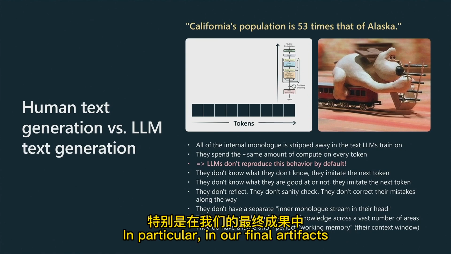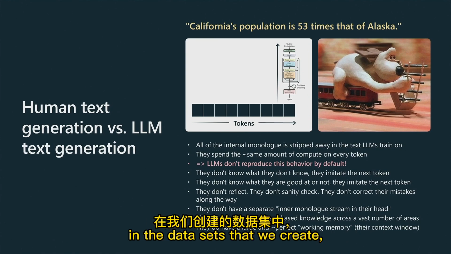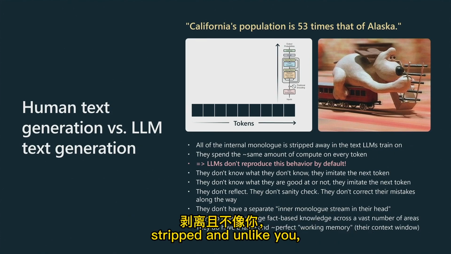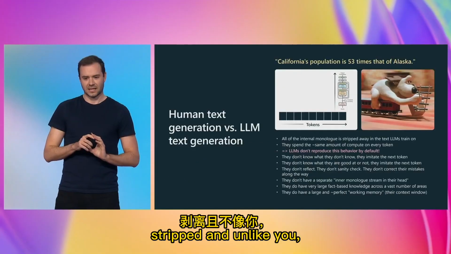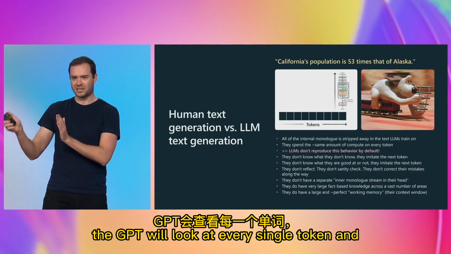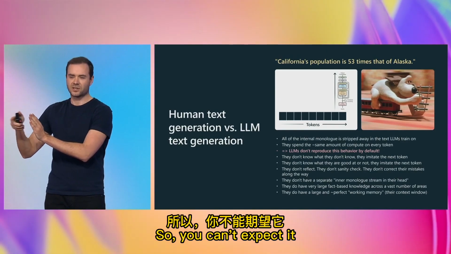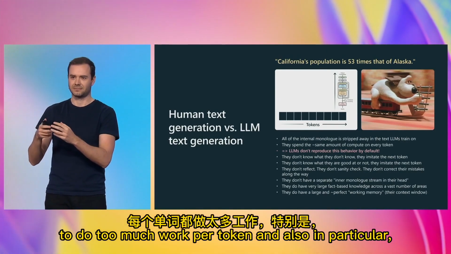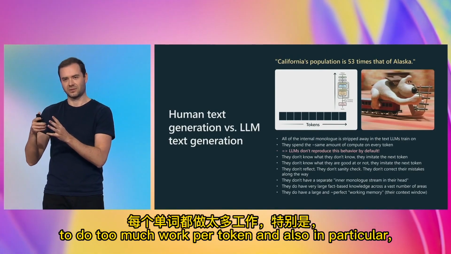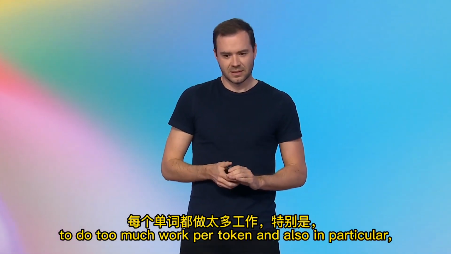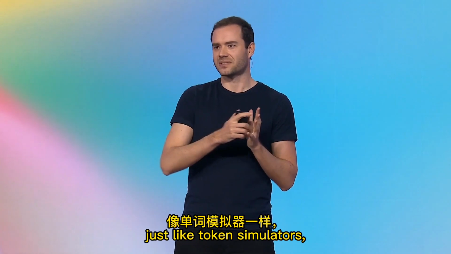So in particular, in our final artifacts, in the data sets that we create and then eventually feed to LLMs, all of that internal dialogue is completely stripped. And unlike you, the GPT will look at every single token and spend the same amount of compute on every one of them. And so you can't expect it to do too much work per token.